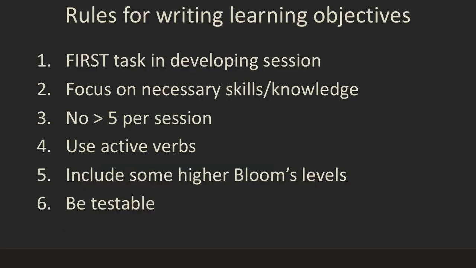So what are our rules for writing learning objectives? It should be the first task in developing the session. So you do this before you make your slides. It's going to direct what the rest of the talk's going to be, or the rest of the active learning session. They should focus on necessary skills and knowledge. Generally speaking, you should not have more than about 5 per session, otherwise you're really going to send them into cognitive overload. Use active verbs, include some higher Bloom's levels, and you want them to be testable even if you're not going to test them.